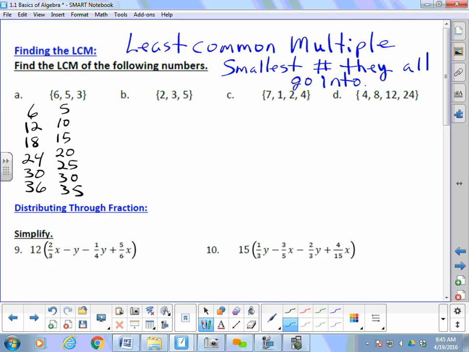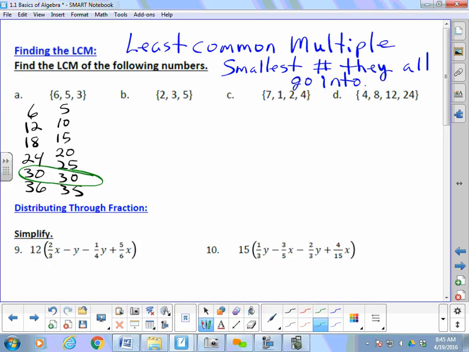Then we can do that with the 3s. So far, for 5 and 6, the smallest number they both go into is 30, right? Does 3 go into 30? Yep, 10 times. So the least common multiple for these is going to be 30. So basically, you can write the multiples of those numbers, list them out, and then just look for the smallest one that they all have in common. Okay?